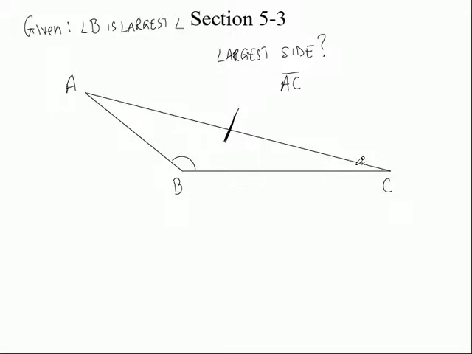So whatever side is opposite the biggest angle, that's going to be the biggest side. Whatever side is opposite the smallest angle, it's going to be the smallest side. And of course the other one would be the one that's in between. Does it make sense? Okay.